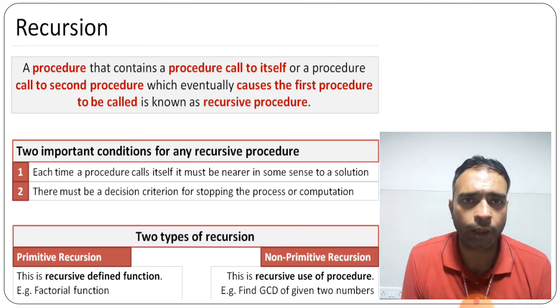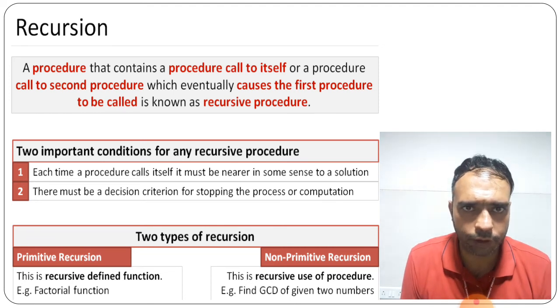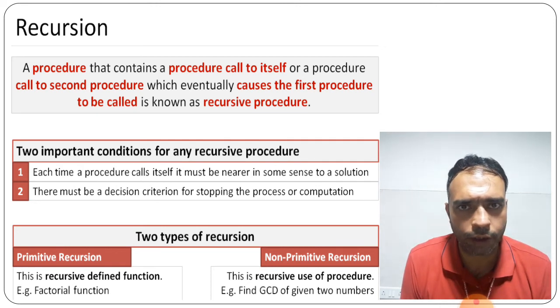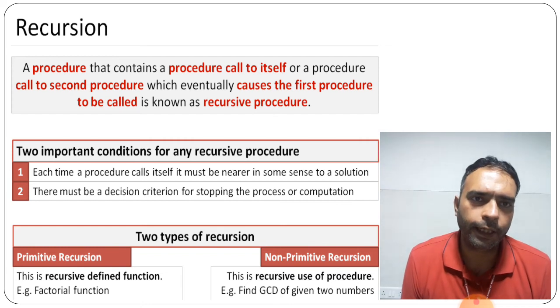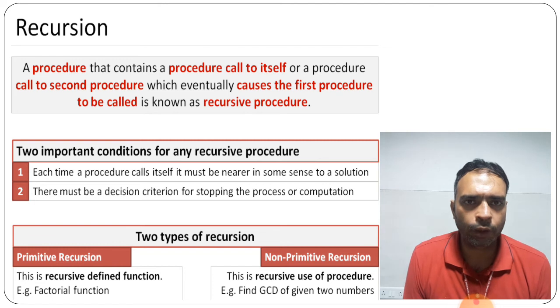So two important conditions are there for any recursive procedure. First, each time a procedure calls itself it must be nearer in some sense to a solution, and second, there must be a decision criterion for stopping the process or computation. So these are the two conditions that we have to see in a recursive procedure, right?